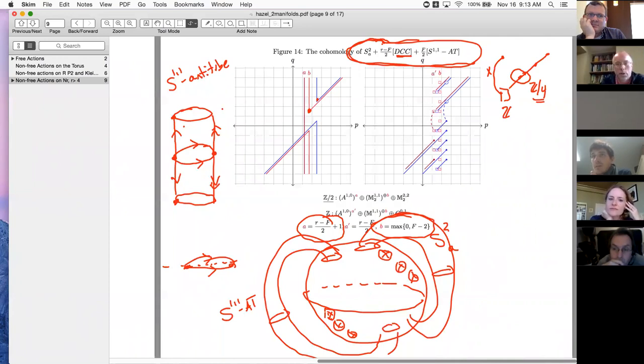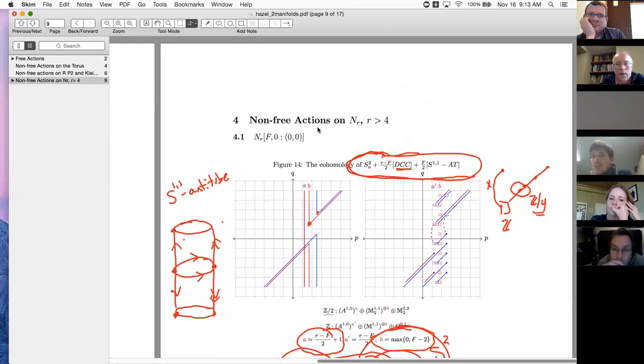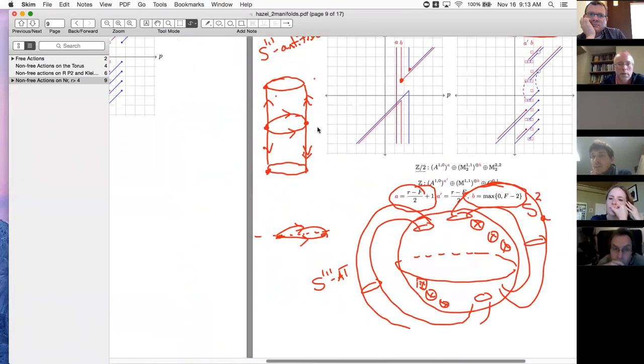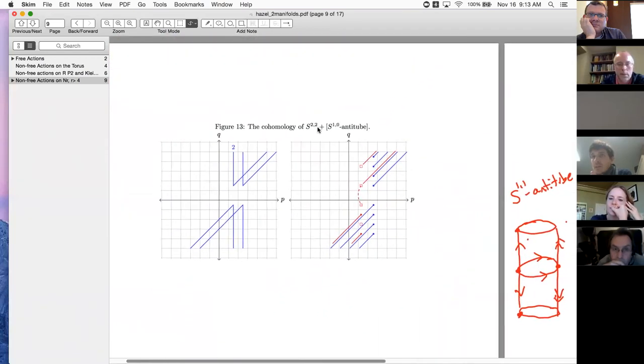Okay, so let me scroll down one more time and just point out, oh, my scroll is screwed up somehow. I think I did something. Never mind.